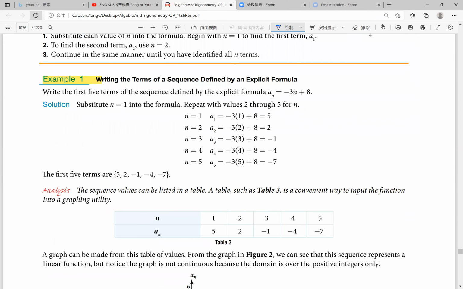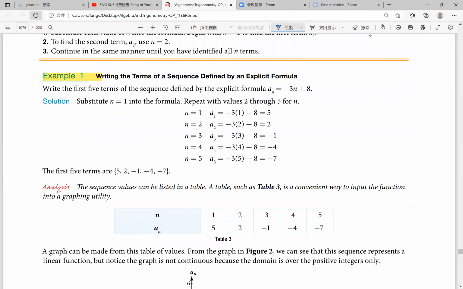Okay, let's see one example. Writing the terms of a sequence defined by an explicit formula. Let's try to use the explicit formula. So the question: write the first 5 terms of the sequence defined by the explicit formula a_n equals -3n plus 8. So this is a quite easy explicit formula.